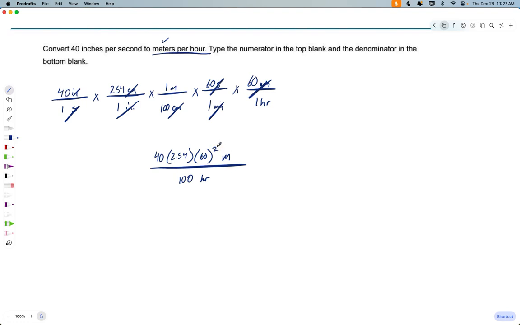All right, and if it won't take the exponent, if you type this in and it does not give you the right answer, you could also try 40 times 2.54 times 60 meters over 100 hours. Sometimes, I think usually, everything in the denominator is going to be in parentheses. So this way or this way. I think I may have both of those in there. If not, just try the other direction, the other one with or without the exponent. And one of them should be marked right.